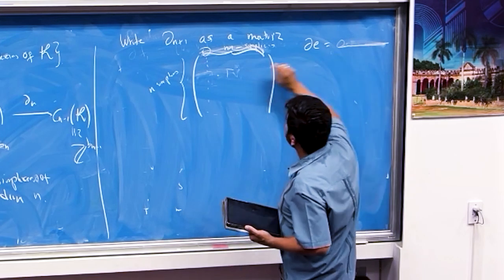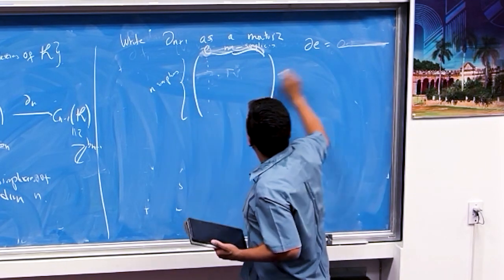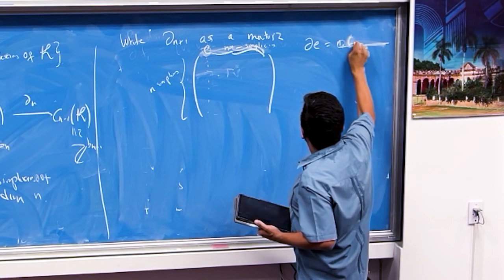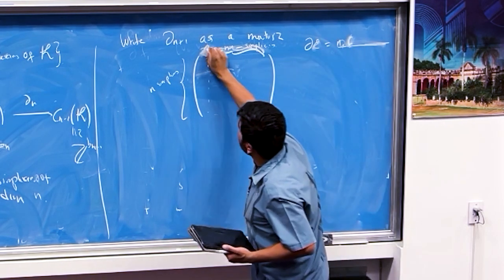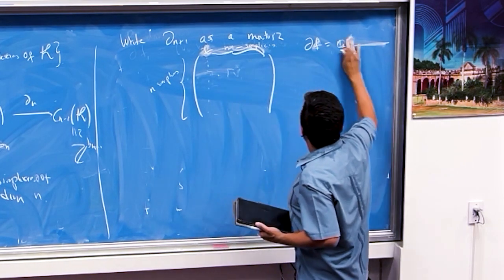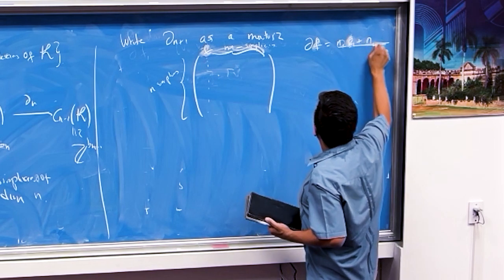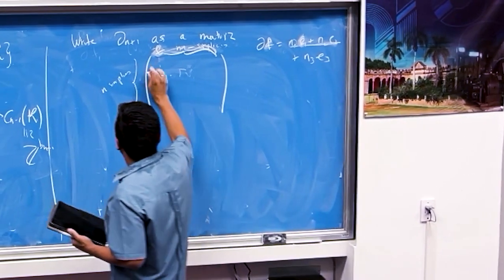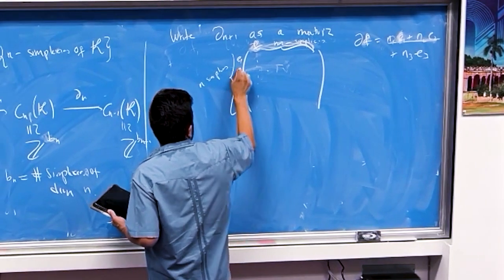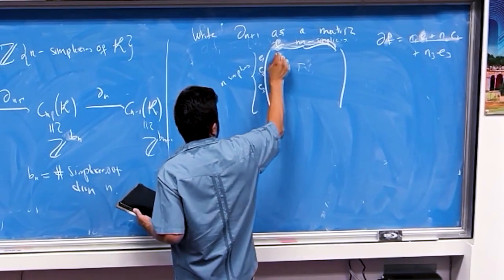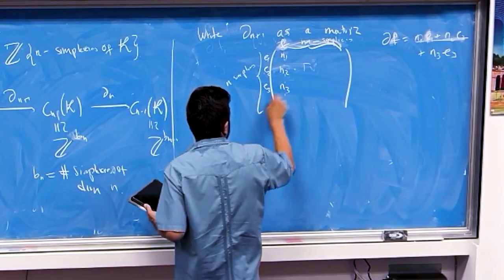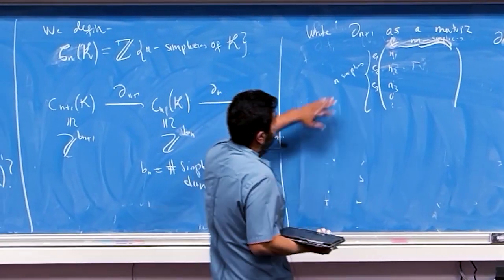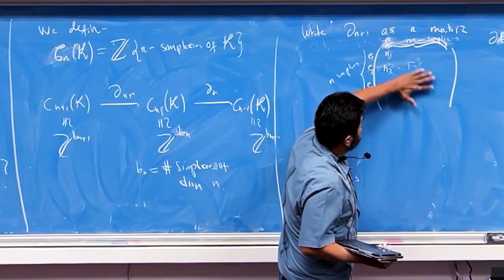You just write all the coefficients. So if this is the element E, and the boundary is n1 E1 plus n2 E2 plus n3 E3, you're going to write n1, n2 and n3 in those entries, and zeros on the other entries. So that's the way that you fill up the entire matrix.